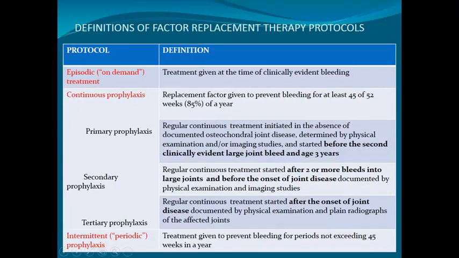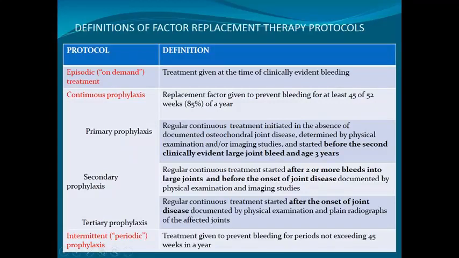52 weeks. Okay, what is secondary prophylaxis? Secondary prophylaxis is regular continuous treatment started after 2 or more bleeds into the large joints and before the onset of joint disease, documented by physical examination and imaging studies. Means there are a number of repeated bleeding episodes, there are target joints, but before the onset of joint disease documented by the physical examination and studies.